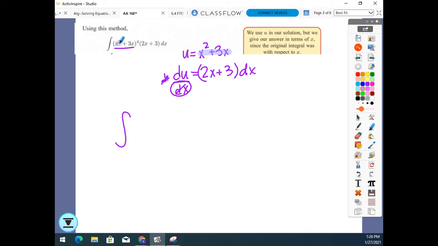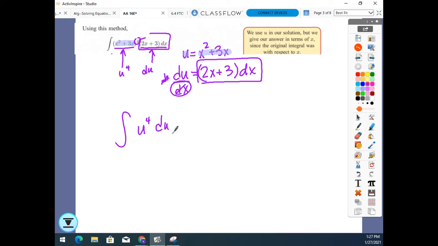this here is u. We're substituting u in place of x squared plus 3x. This is to the fourth power. And then what is this? 2x plus 3 times dx is this whole thing. And so I replace it. I substitute du here, and I substitute u here. So where this is all in terms of x, I'm going to replace everything with some sort of u using this guide over here. Now this just turned into an easy problem.